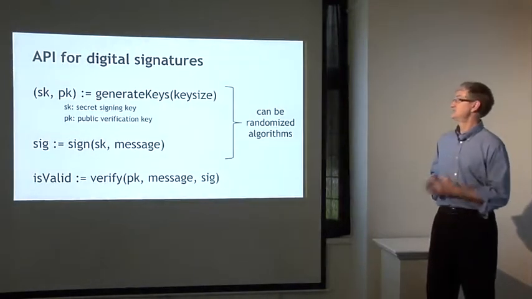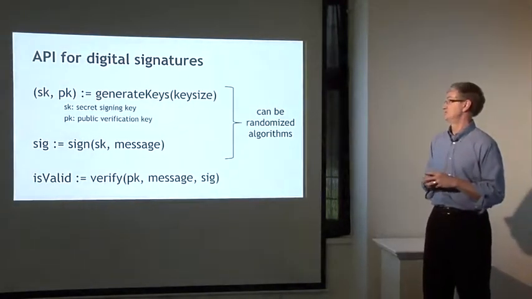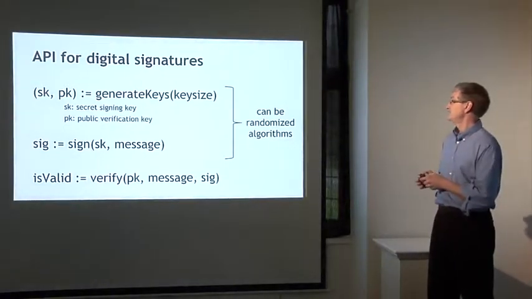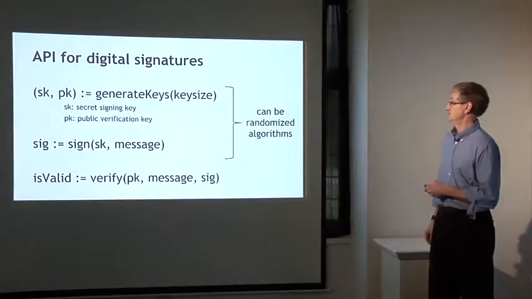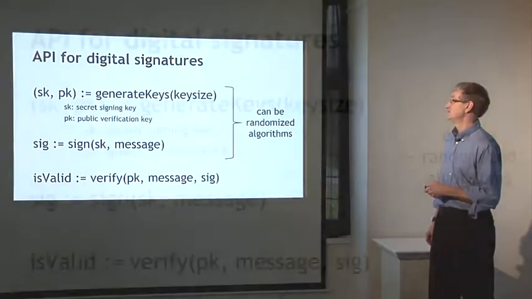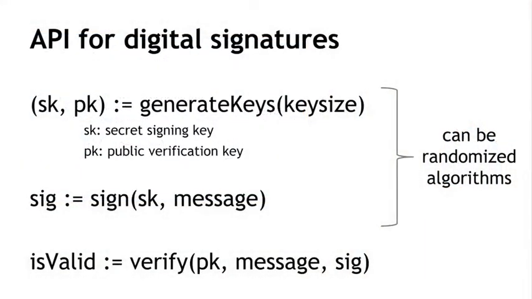So let's get into the nuts and bolts. Here's an API for digital signatures. There are three operations that we need to be able to do. The first one is we need, in the beginning, to be able to generate keys. And so we have a generateKeys operation, and we tell it a key size: how big in bits should the keys be? And this produces two keys, SK and PK. SK will be a secret signing key. This is information you keep secret that you use for making your signature. And PK is a public verification key that you're going to give to everybody and that anybody can use to verify your signature when they see it.